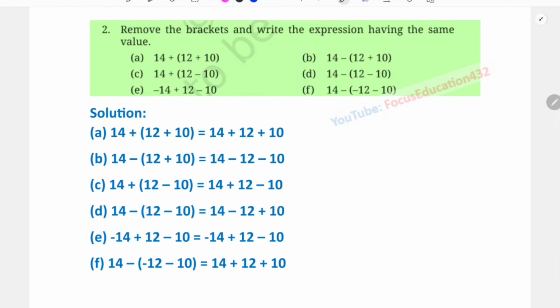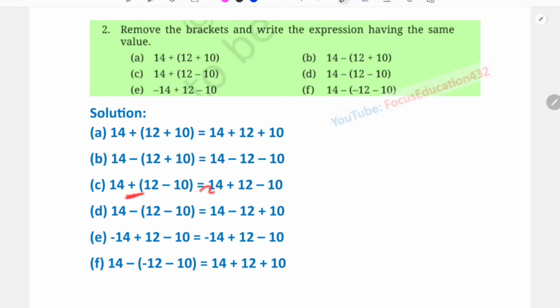Outside the bracket, if there is a plus sign, again I am saying, no change in the sign. The only change will come when outside the bracket there is a minus. So when there is a minus here, this plus 12 becomes minus, plus 10 becomes minus. So 14, outside you have minus, so this also becomes minus, this also becomes minus: 14 minus 12 minus 10.